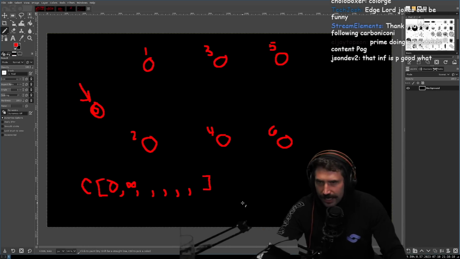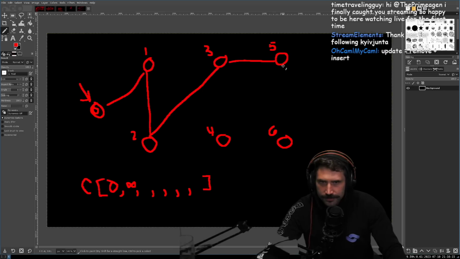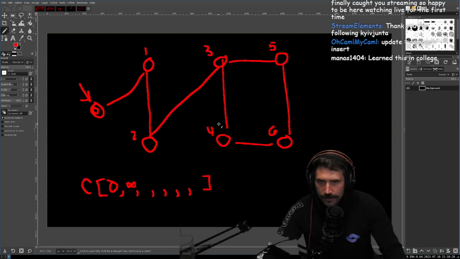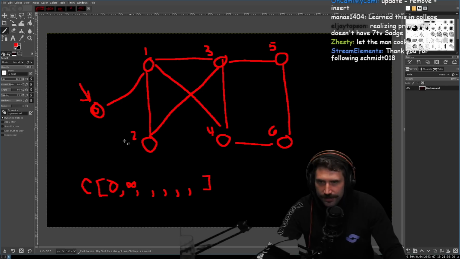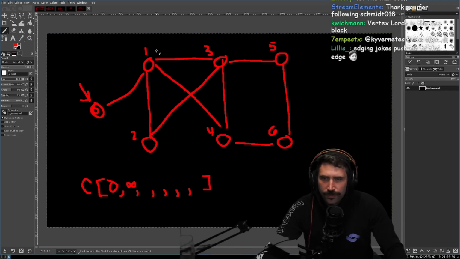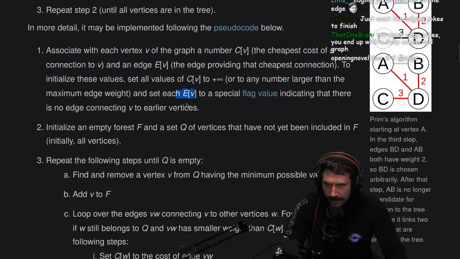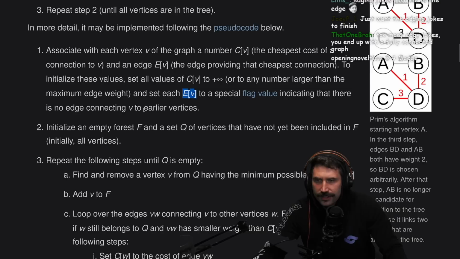All right, so there we go. So we got the cost. I guess I'm just going to randomly put some things in here. There we go. Classic box. Now I have to put some weights in there. So if we start here, we would be able to update the weight of 1 effectively and say this was 5, right? So we'd be able to just say, okay, this is now officially 5. And then I guess we also have a second one, which is called the set of E to V, which is a special flag value indicating that there is no edge connecting V to earlier vertices.